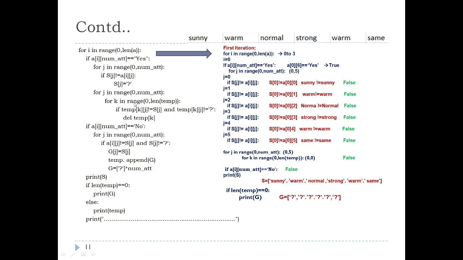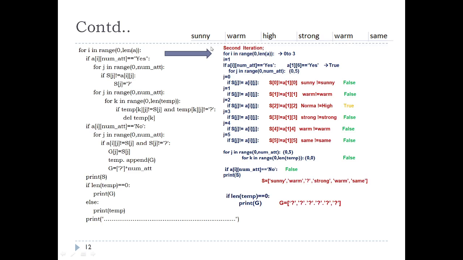Here it will not go to this part because the temp values are not yet created. So now it will go to this if condition. Here the target concept is yes. If the target concept is no, only then will it execute all these codes. This condition is false, so it will come out of this and just print the S value, which will be the same. If the length of temp is equal to 0, then print G. Here temp does not have any general hypothesis from this training example, so it will print the initial general hypothesis G. So this is the first iteration.